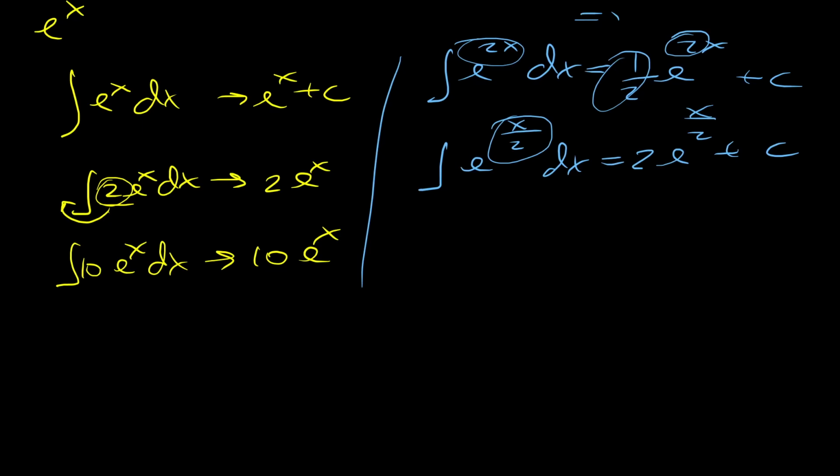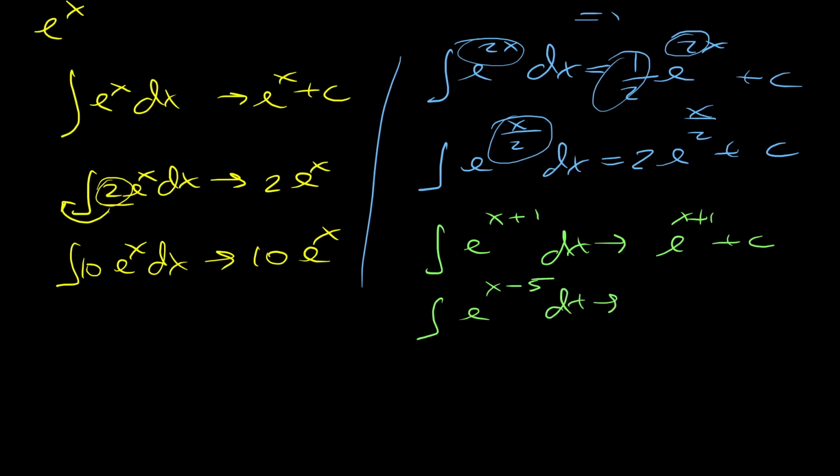So let me get a different color. So let's say you have this one, the integral of e to the x plus 1 dx. The solution to this one is exactly like the other one. So it's e to the x plus 1, plus c. And this also works if you have a subtraction, so it's x minus 5, for instance, dx. So it's the same thing, e to the x minus 5 plus c.